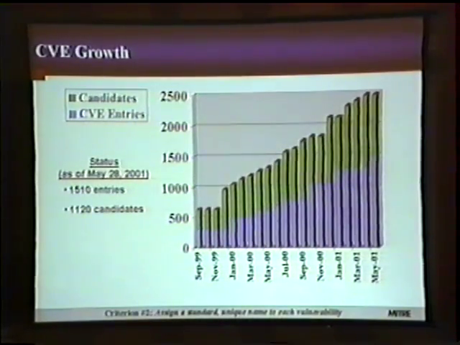On the other hand, we have probably about 3,000 or 4,000 new candidates that we need to create for legacy issues, those things that were discovered in 1999 and earlier. We only started CVE in 1999, but there's a good chunk of vulnerabilities that were discovered before then.